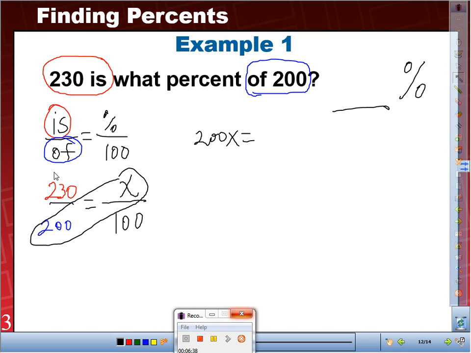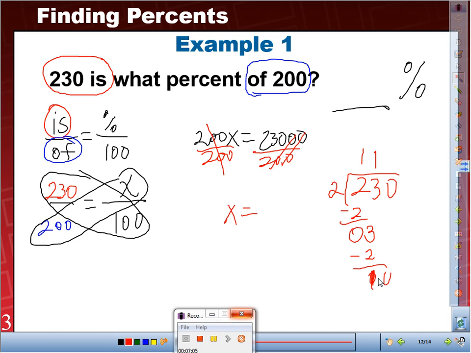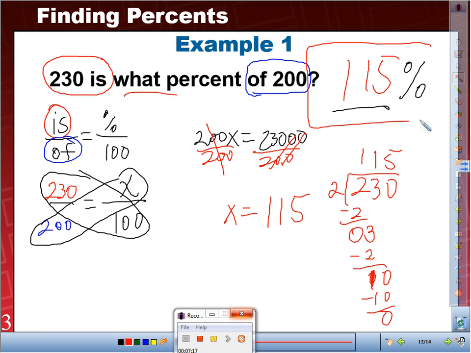200x equals 230 times 100. That's 230 plus 2 zeros. From there, we divide by 200. Divide by 200. x equals, let me get rid of some zeros. So we have 230 divided by 2. That's 115. But what is this? A percent. 115%.